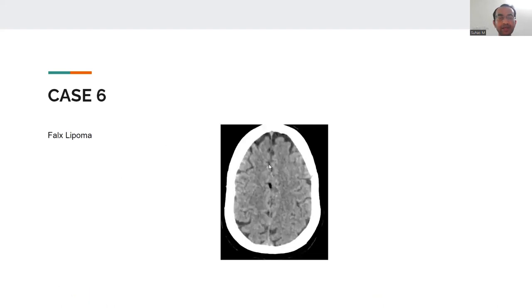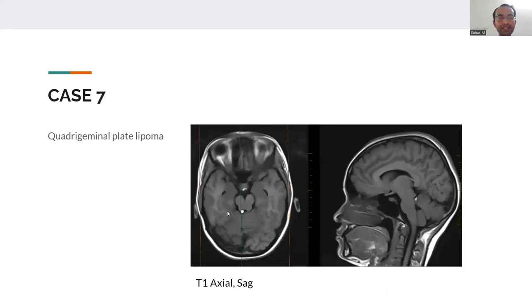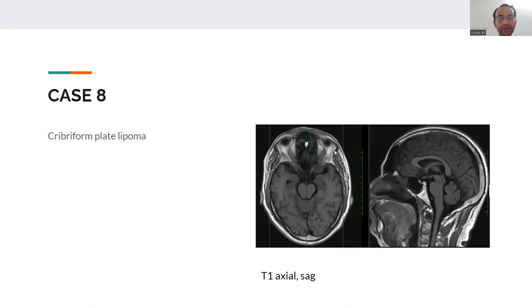In our sixth case, in the fornix region, we see a hypodense lesion, which is likely to be a fornix lipoma. In the seventh case, we have a T1 hyperintensity as seen in the axial and sagittal images, likely to be a quadrigeminal plate lipoma. In this image, we see a T1 hyperintensity in the region of the cribriform plate, likely to be a cribriform plate lipoma.